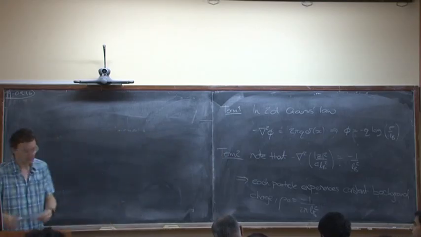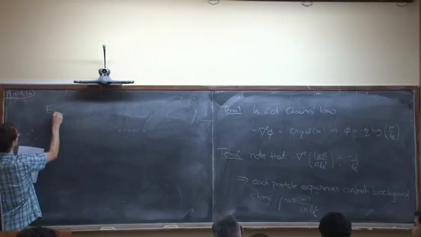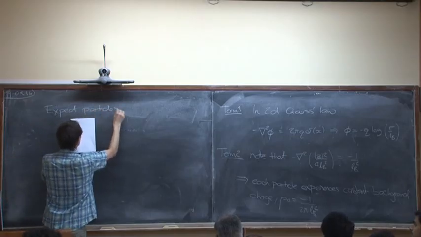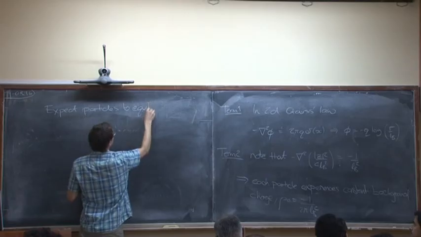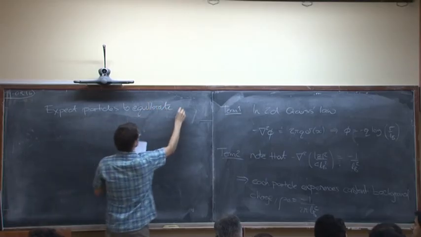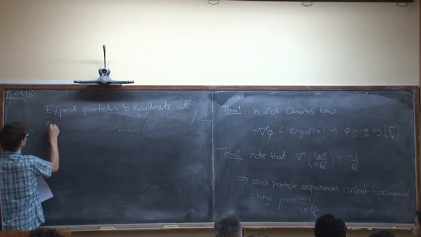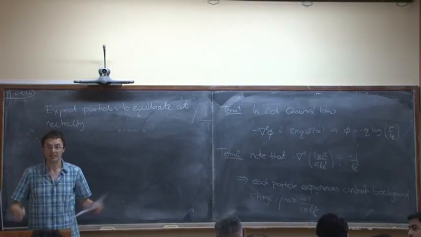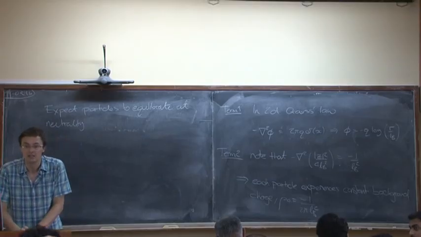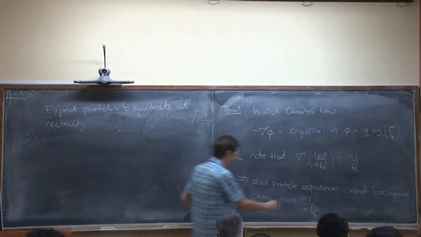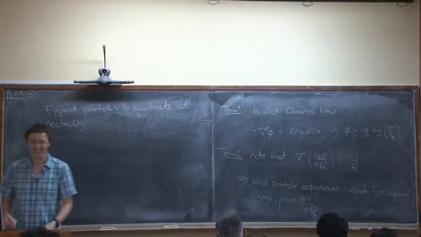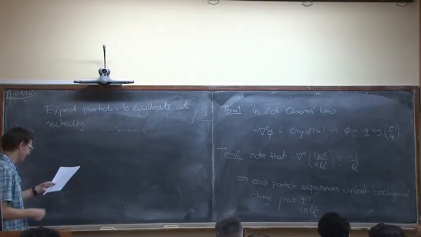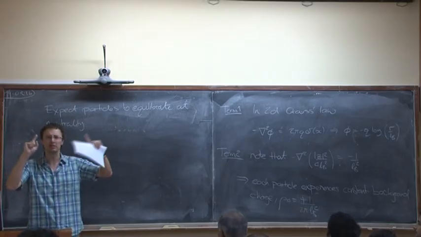Okay. So we expect particles to equilibrate at neutrality. Yeah, please. The background charge is negative and the charges themselves are negative, right? Then I've got a minus sign. Minus signs are not guaranteed, but they're the opposite. You could see it because I think the terms in the potential. Yeah.